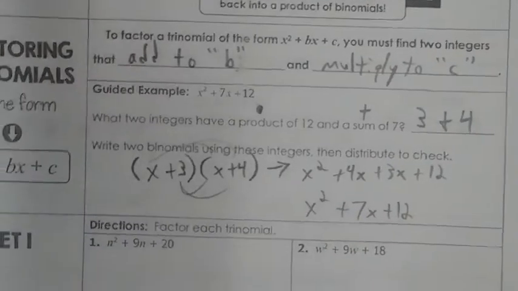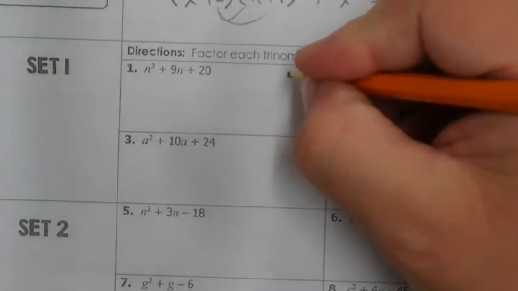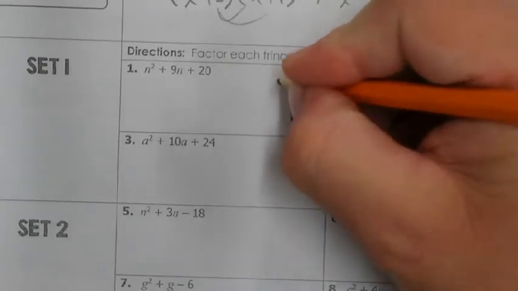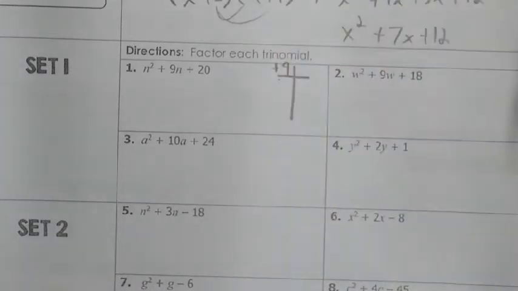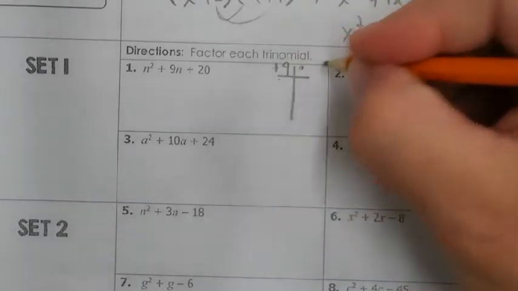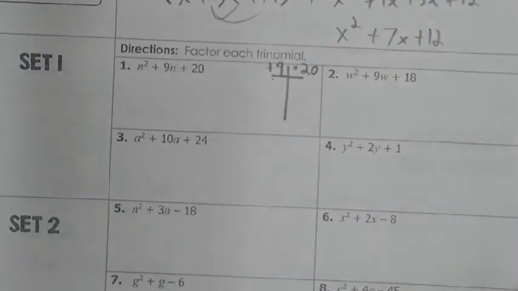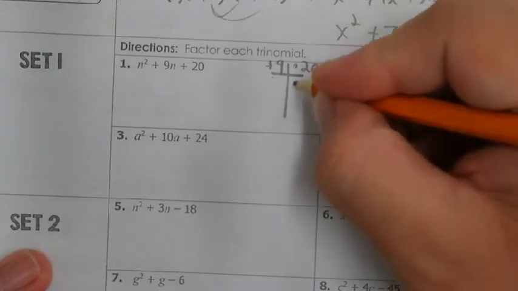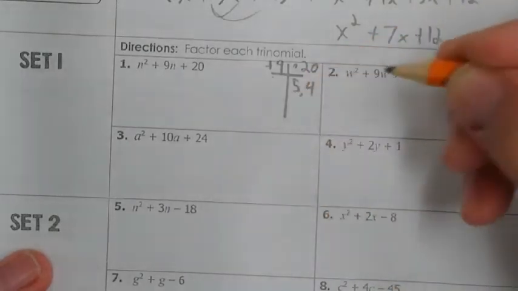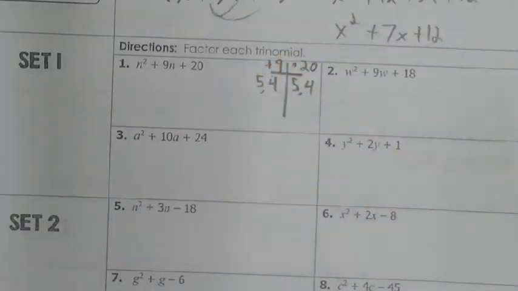So the way that I have found easiest to do this is, for number 1, let's make a little chart over here. Over here, I'm going to figure out what would give me plus 9, and over here, I will figure out what I can multiply together to give me 20. 4. Okay. To multiply, 5 times 4 is 20, so that will work. Well, what is 5 plus 4? 9. So it turns out that's going to be the correct one.